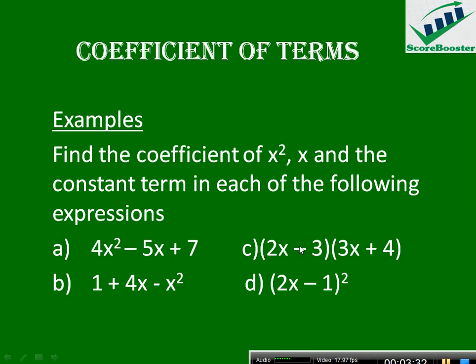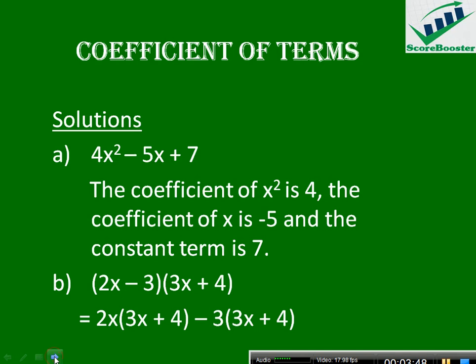And here, for you to find the coefficient of x squared, x, you know that this is like the multiplication of this and this. So the first thing you do is first multiply out, and after then you find the coefficient of x squared, the coefficient of x, and then the constant term. Now we'll move to the solution of this example.